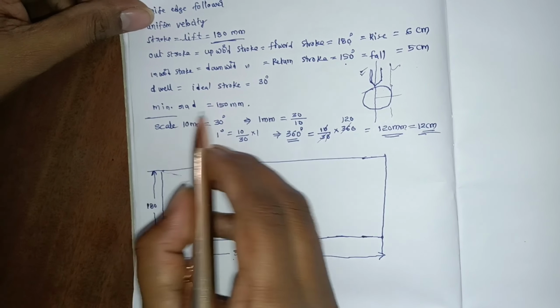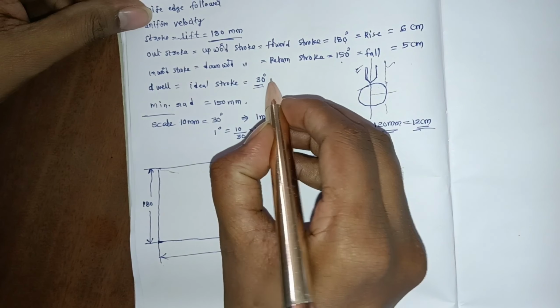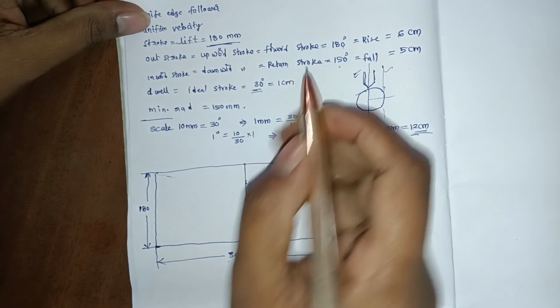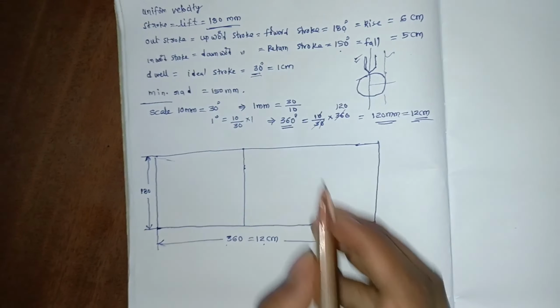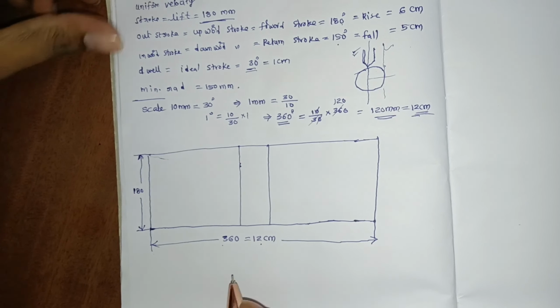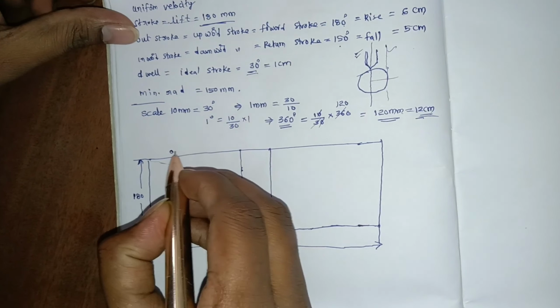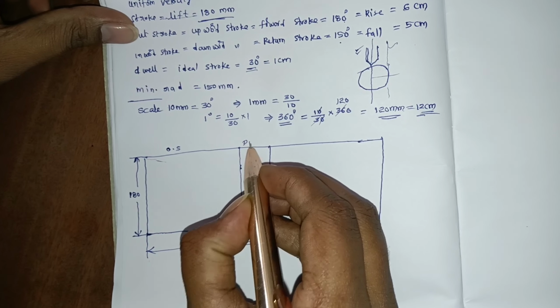After that you have a dwell, that is 30 degrees. That means 30 degrees is 1 centimeter, or 10 mm. So then this will be the dwell. Here this is the short name for outstroke, and this is the dwell.